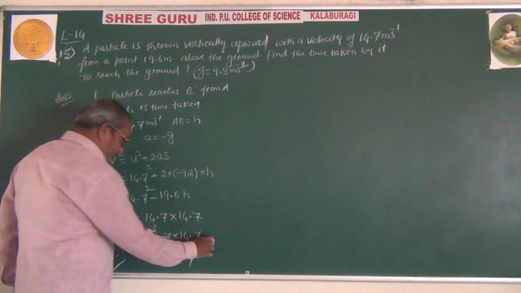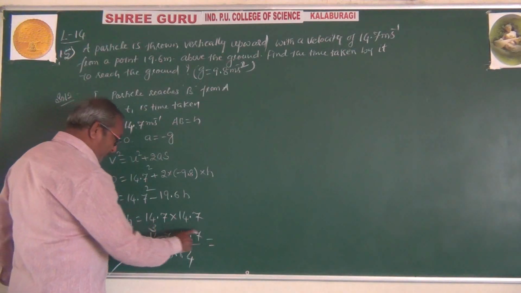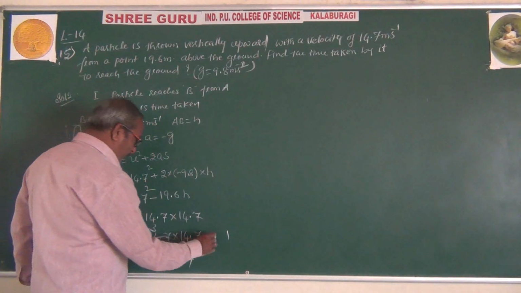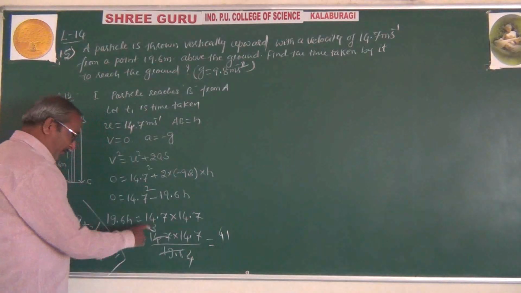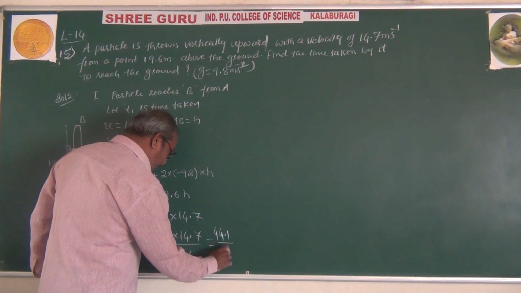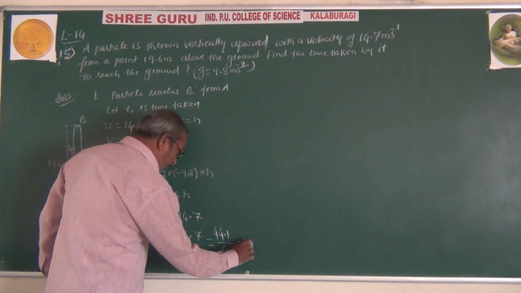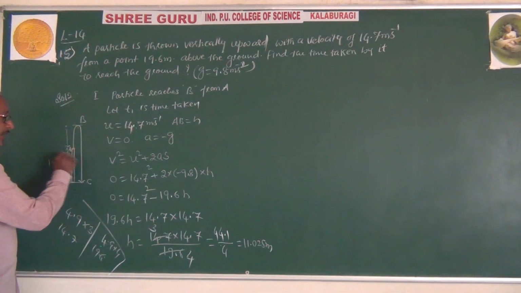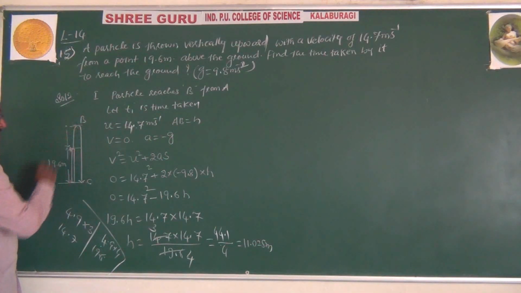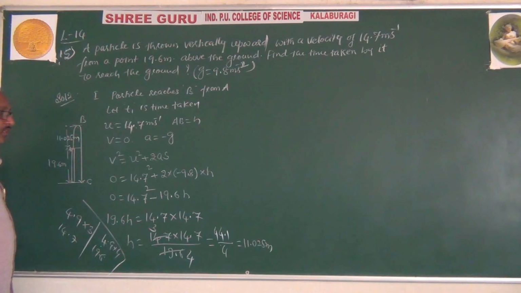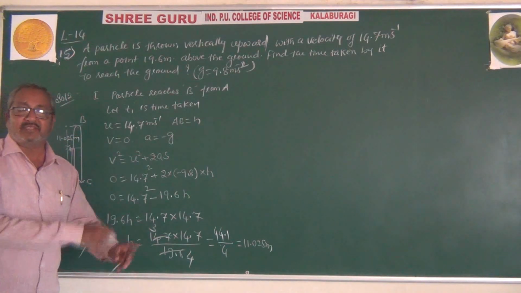Now 3 into 14.7: 3 times 7 is 21, carry 2; 3 times 4 is 12 plus 2 is 14, carry 1; 3 times 1 is 3 plus 1 is 4. Divided by 4, we will get 11.025 meter. Now, how much time does it take?